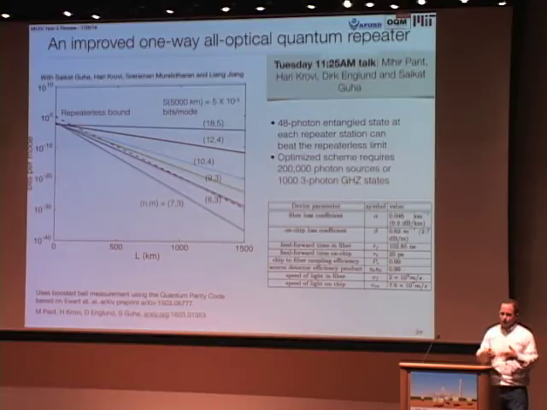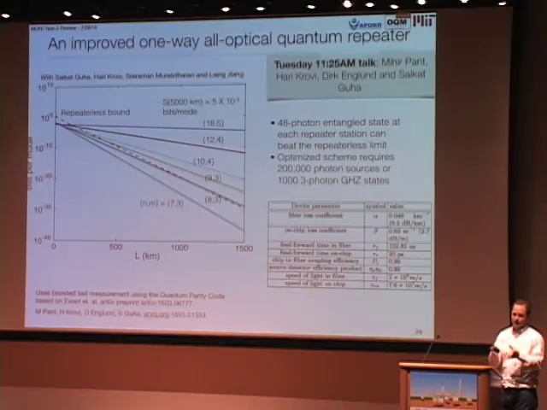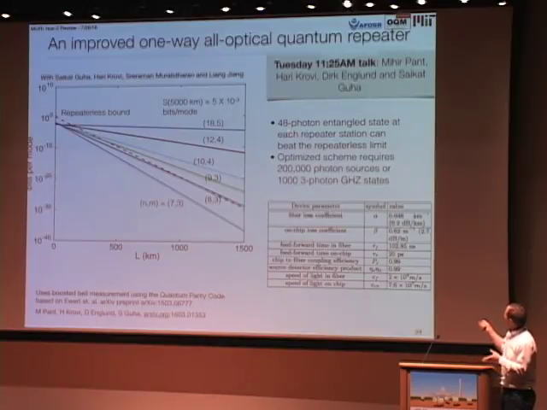And it turns out if you just use the proposal directly, you would need about 10 to the 9, Saikat, correct me if I'm wrong, I think 10 to the 9 or so photons to produce a cluster state that's large enough to beat the repeaterless bound. Pretty hard.